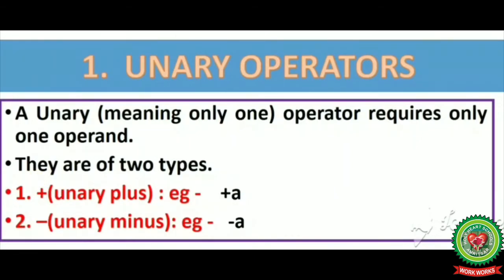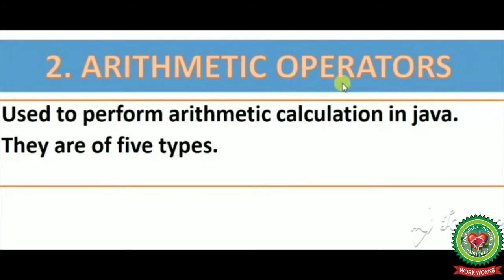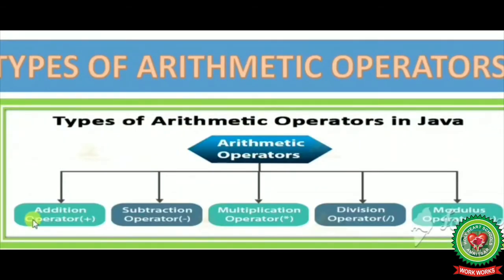The next category of operators is arithmetic operators, which we use in mathematics like plus, minus, multiply, divide, used to perform arithmetic calculations in Java. They are of 5 types. Number 1 addition operator, that is plus, used to add two numbers, like if we write A plus B. Number 2 subtraction operator, minus, if we write A minus B.